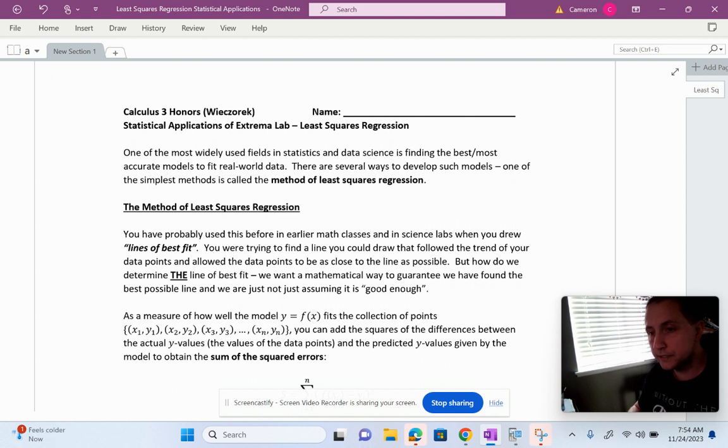Lots and lots of people are going into statistics and data science in order to look at model fitting, whether it be in the business world, in the social science world, in the physical science world. Statistics is a really growing field, and data science is a really growing field. So I think you'll get a lot out of this lab.